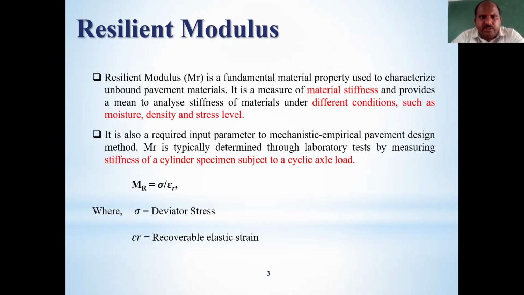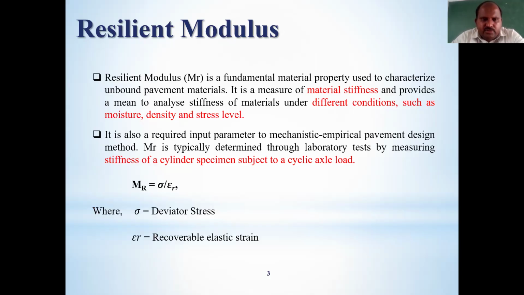The first one is we are going to see about resilient modulus. Resilient modulus is a fundamental material property used to characterize unbound pavement materials. It is a measure of material stiffness and provides a means to analyze stiffness of materials under different conditions such as moisture, density, and stress level. It is also a required input parameter to a mechanistic-empirical pavement design method, and is determined through laboratory tests by measuring stiffness of a cylindrical specimen, which is subjected to a cyclic axial load.